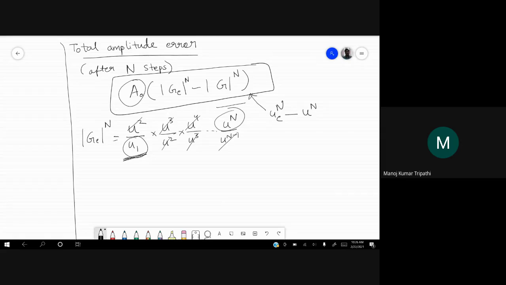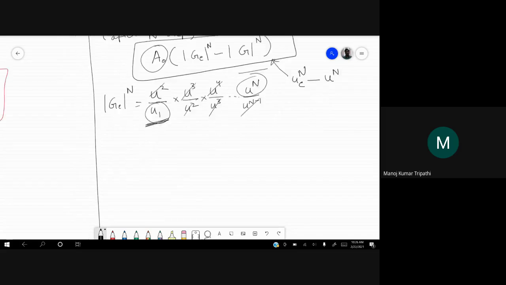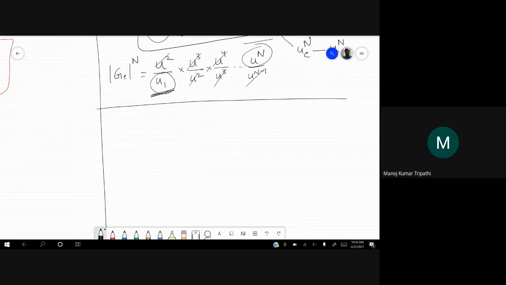Similarly, you can also find out the total dispersion error. And again, you should note that this depends on the mode, which wave we are talking about. It can be same for all the waves or it can be different if it depends on theta. So now we'll write the total dispersion error.